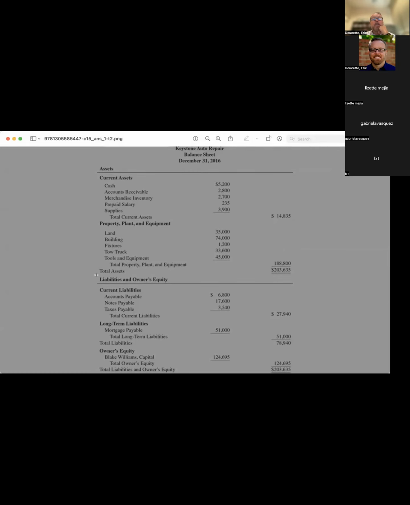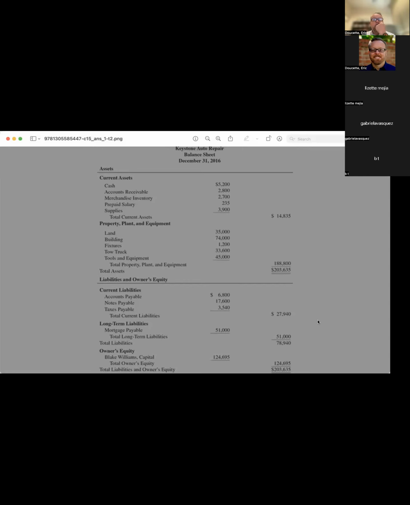And then I did liabilities and owner's equity. I added up the accounts payable, the notes payable, and the tax. Oh, I didn't see taxes. I skipped that, didn't I? Anyway, that was 27,900, and then I added the 51,000 for the mortgage they had. So my total liabilities was 78,940, and then I added the owner's equity of 124,695, and that came out to 203,635.